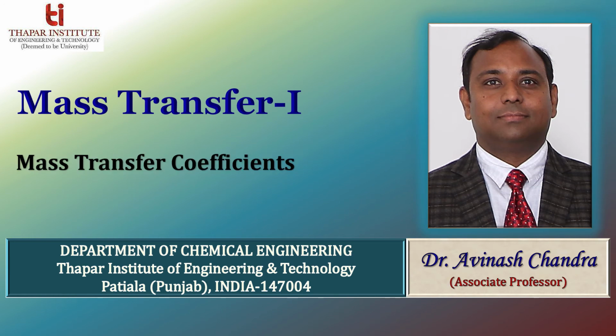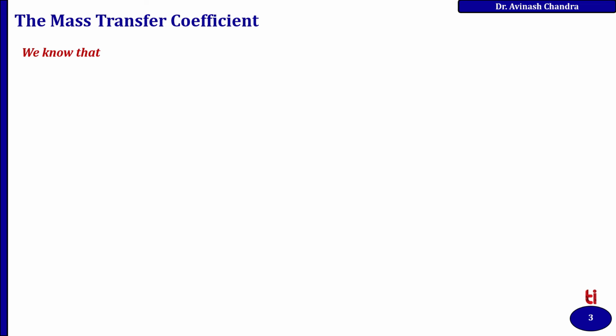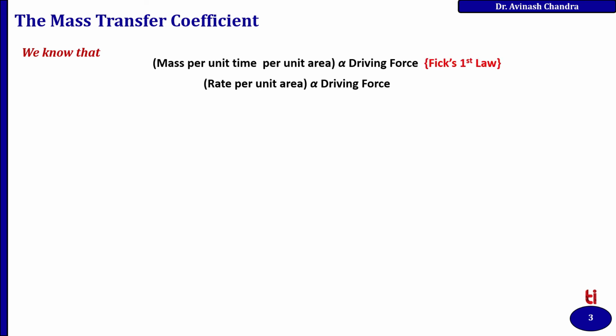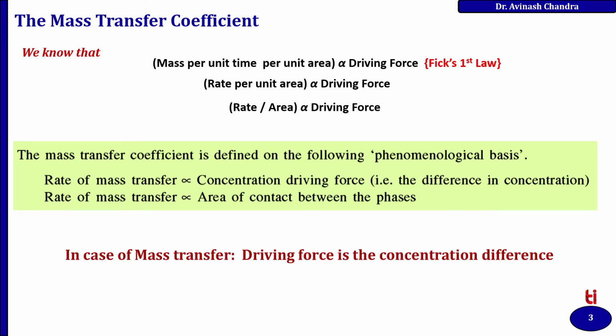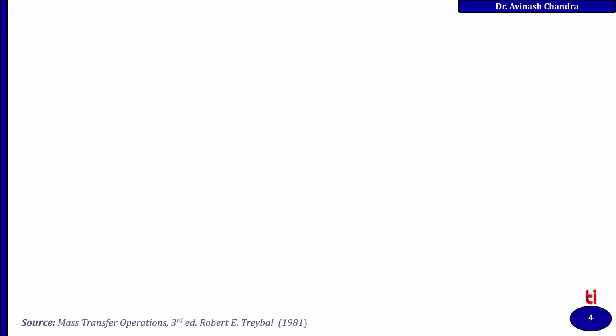Hello. Today we will discuss the mass transfer coefficients. We know that the mass transfer per unit area per unit time is directly proportional to the driving force. This is based upon the first law: the rate of mass transfer is directly proportional to the concentration gradient or driving force, and also directly proportional to the area of contact between the phases. So in mass transfer, the driving force is the concentration gradient or concentration difference.